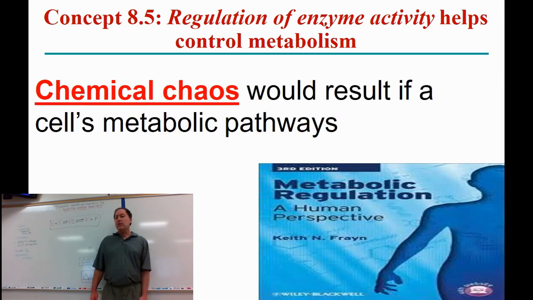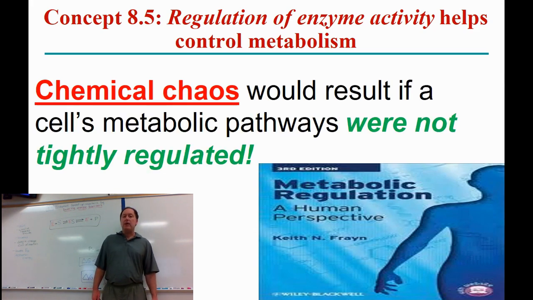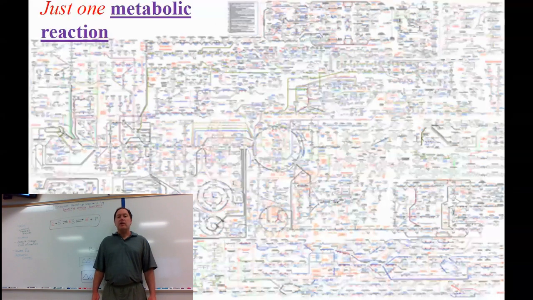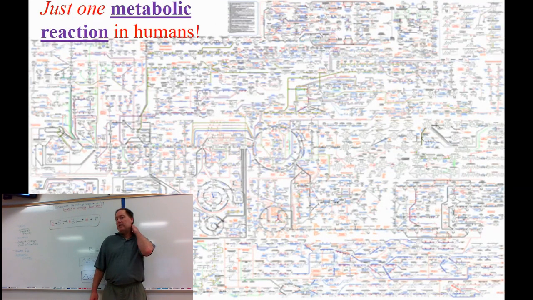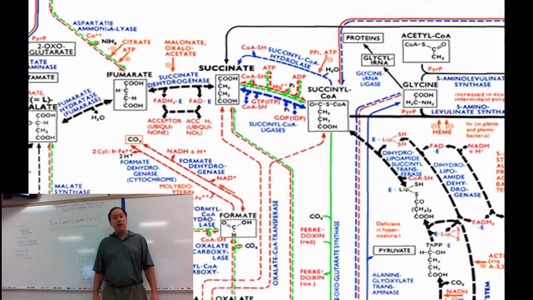This says chemical chaos would result if a cell's metabolic pathways were not tightly regulated. I totally agree. Here's a picture of just one metabolic reaction in humans that biochemists have described for us. Here's a corner of it. There's a lot going on here. Just be overwhelmed by all the complexity, and all the enzymes are facilitating these very specific reactions.